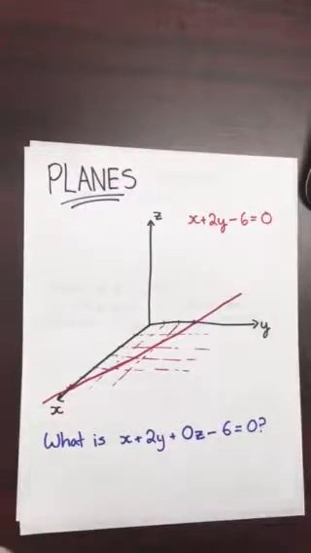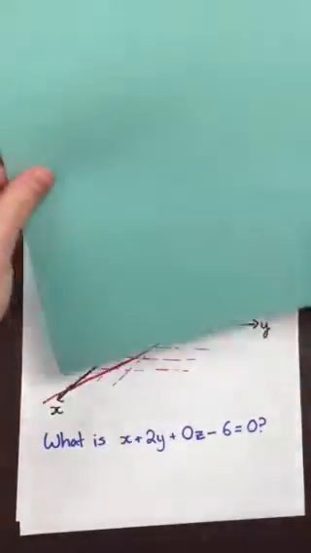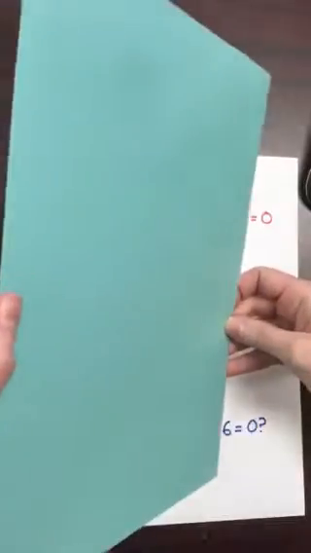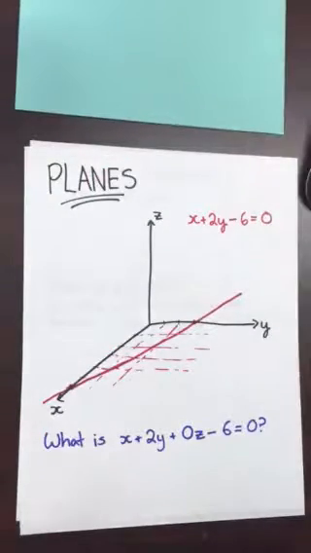So today we're learning about planes. Planes are anything like this sheet of paper here. A flat piece of area defines a plane. We'll actually start with a line to figure out what a plane is.